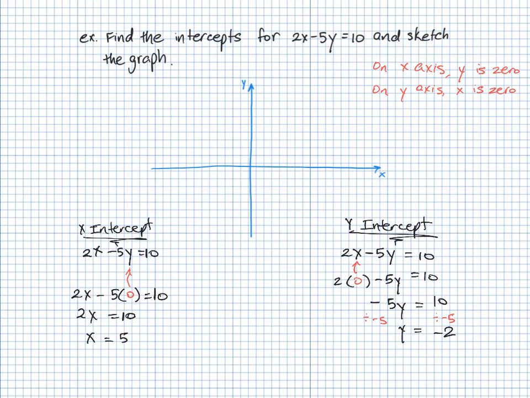All right, so now that we have our y-intercept and our x-intercept, we can go ahead and plot those points and sketch our line. So our x-intercept is 5. 1, 2, 3, 4, 5. That's one of our points here. And our y-intercept is negative 2. 1, 2, negative 1, negative 2. So that's our second point. And we can go ahead and draw a line connecting those 2 points, and that is our sketch.